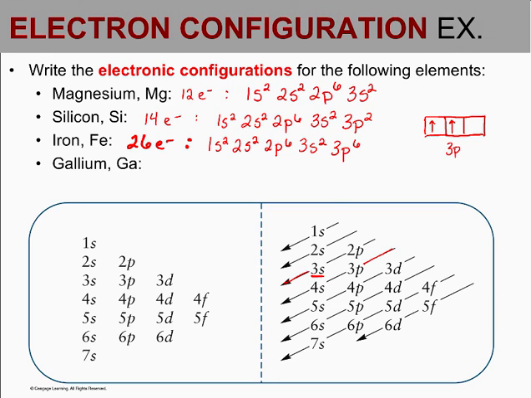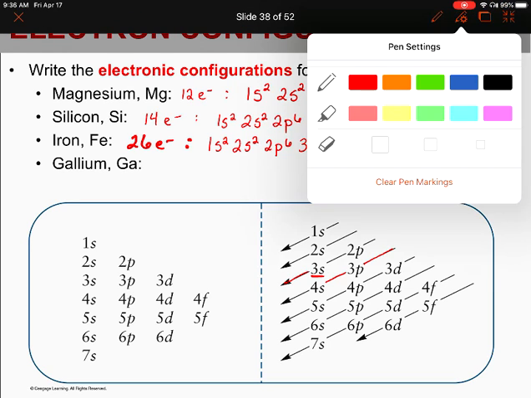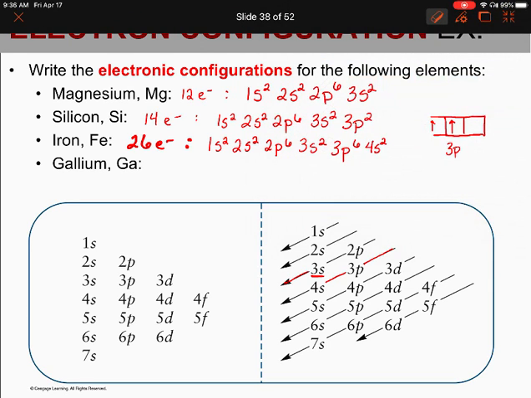Now, if we've filled in the 3p subshell, the next one is 4s. And that can only hold a maximum of 2 electrons. So we've got a total of 20 electrons right now, and we need to fill in 6 more. And I'm just going to erase this drawing to make some room.